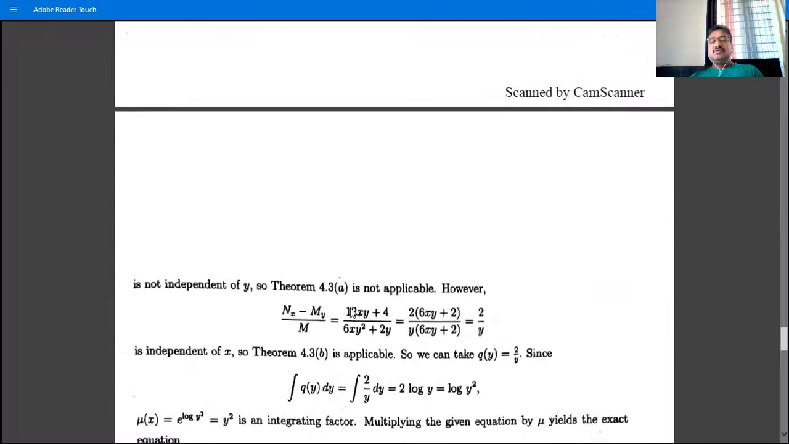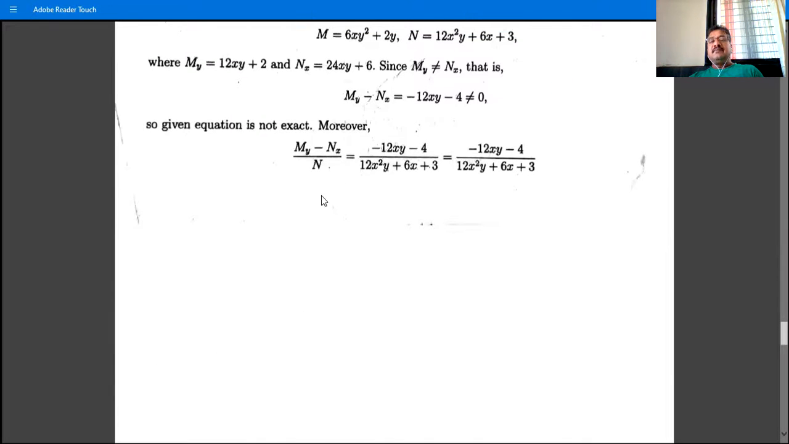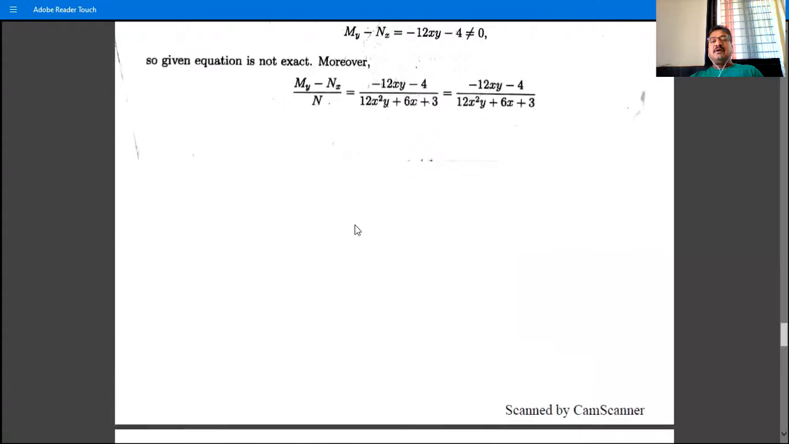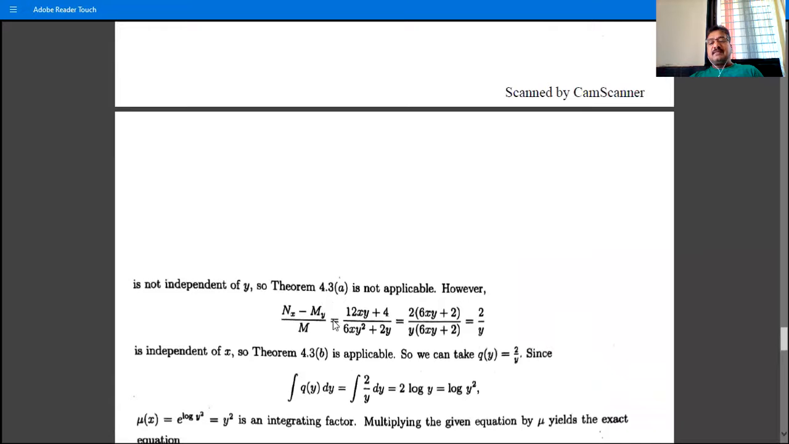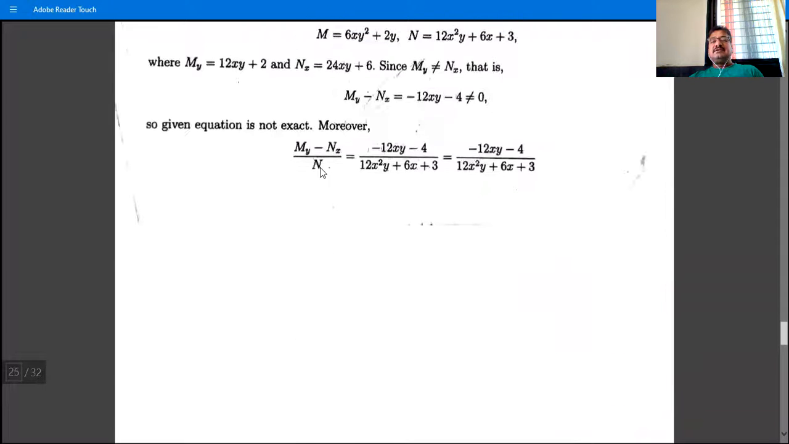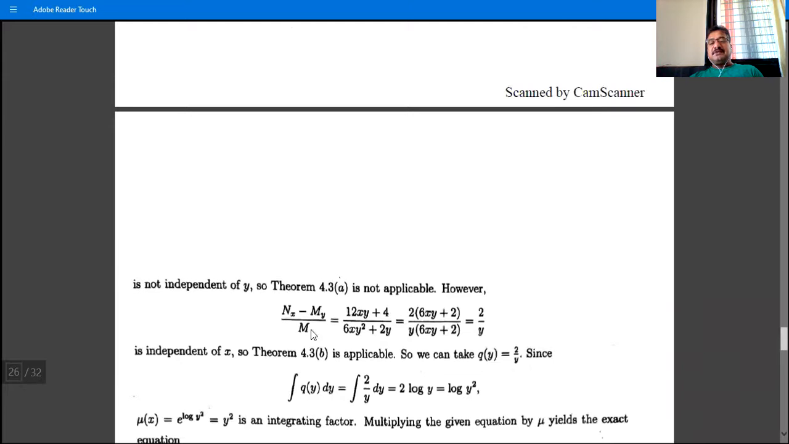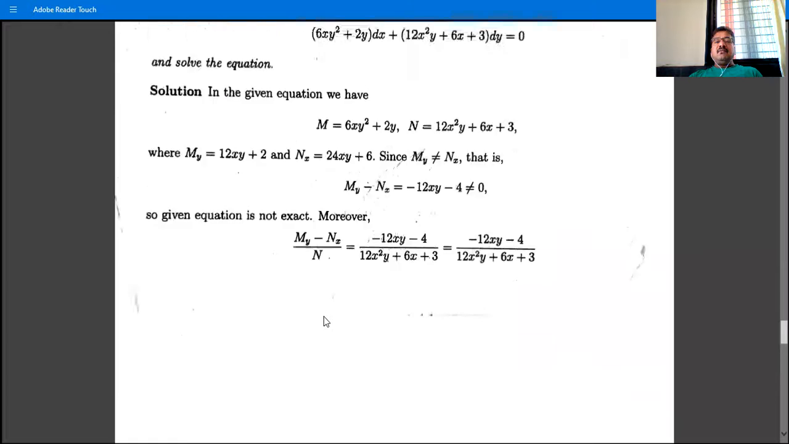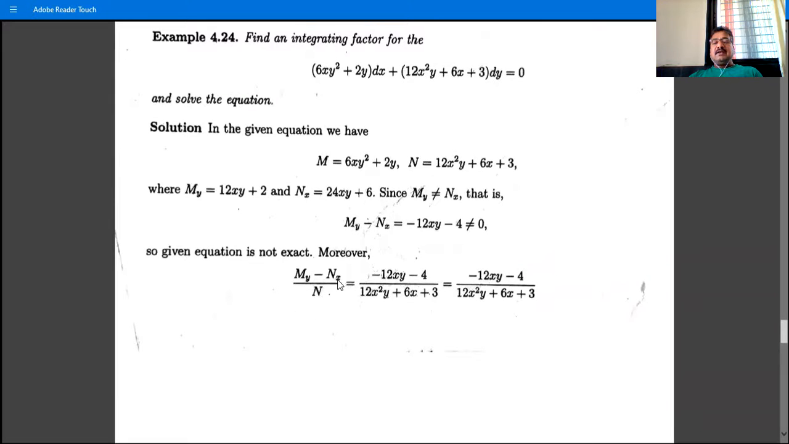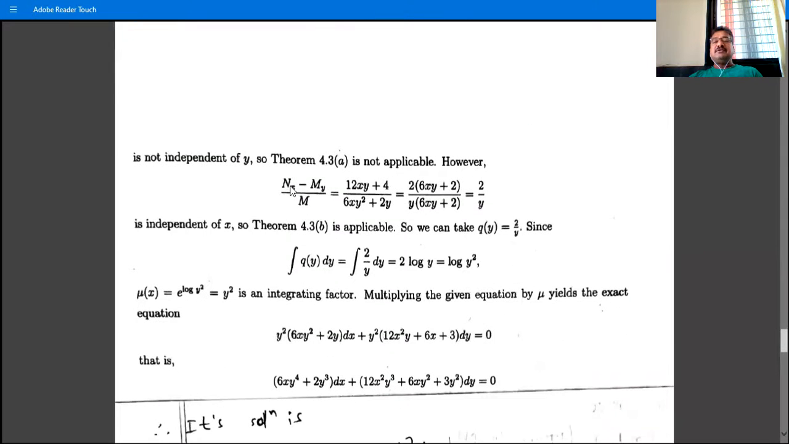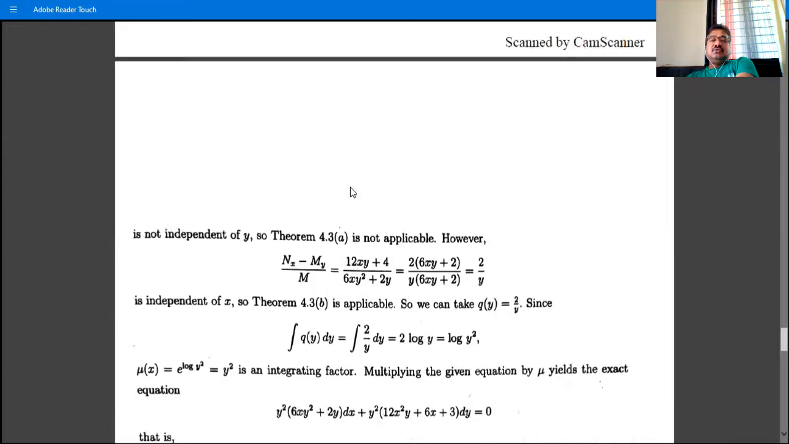Comparatively study these two rules. Either this is a function of x alone, or this is a function of y alone. If so, then these rules are applicable. What happens if, like this, My minus Nx divided by N is a mixed function of x as well as y? And if Nx minus My divided by M is again a function of x as well as y, then these two rules are not applicable.